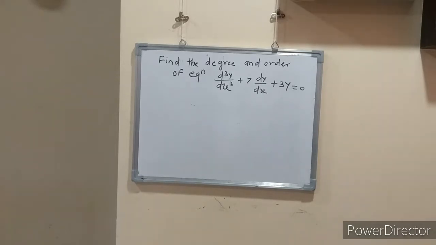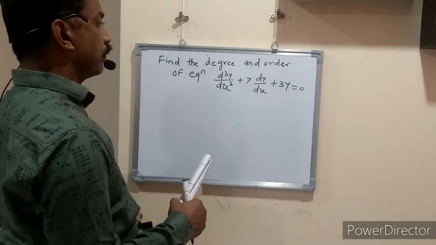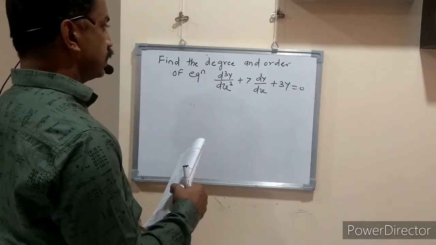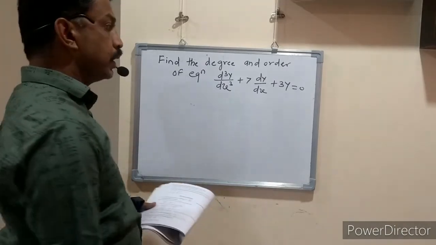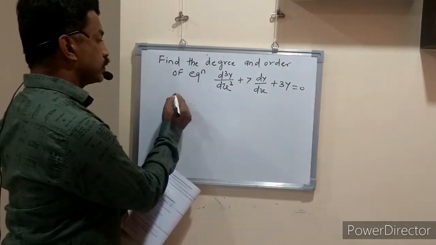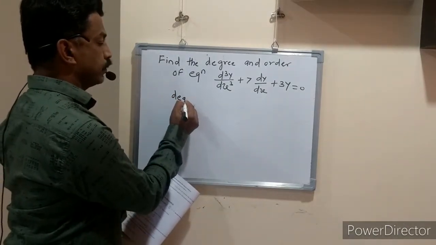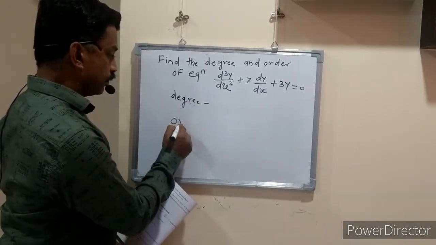Hello friends, now we go towards the example. So this is our first example. Find the degree and order of the equation. The equation is d3y by dx cube plus 7 dy by dx plus 3y equal to 0. Now in this equation we should know the degree of this equation and order.